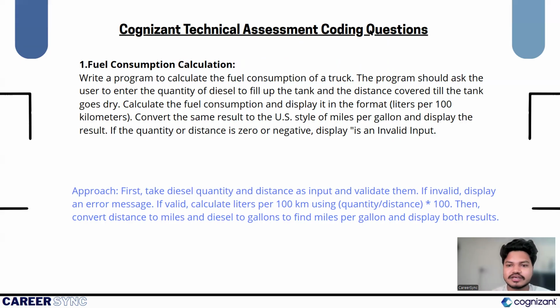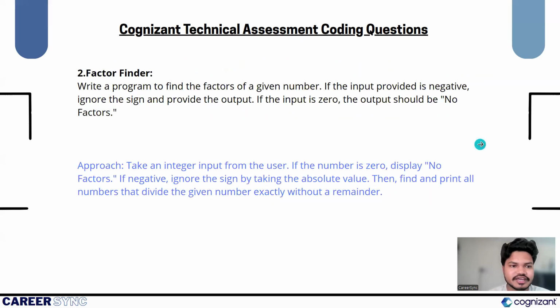The next question is factor finder. You have to write a program to find the factors of the given number. They will be giving you the number, so you have to find it. Approach is very simple. You have to take an integer as an input from the user, and if the number is zero, display no factors, and if negative, ignore the sign by taking the absolute value. Then find and print all the numbers that divide the given number exactly without a remainder. So this is the question, and it's the easy one.